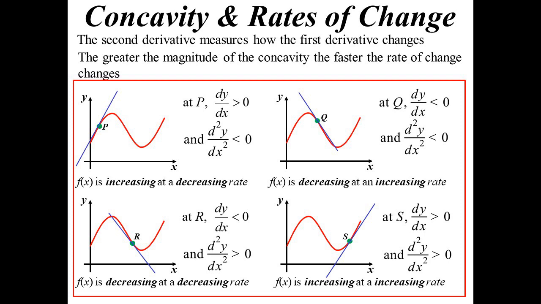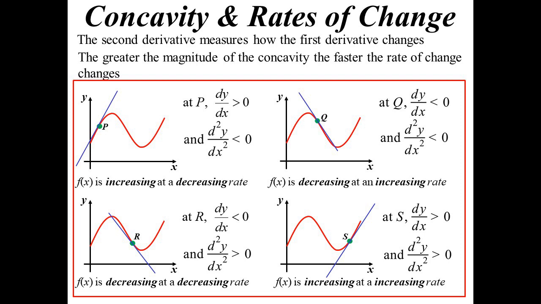So it's not good enough just to look at the sign of the second derivative. If you have a look at it, when the sign of the first and the second derivative are the same, so that's the two on the right-hand side, then it's at an increasing rate. So the top one's decreasing at an increasing rate, and the bottom one's increasing at an increasing rate. When the sign of the derivative and the second derivative are different, then it's at a decreasing rate. So that's one way of remembering it. If the signs are the same, then it's at an increasing rate. If the signs are different, then it's at a decreasing rate.